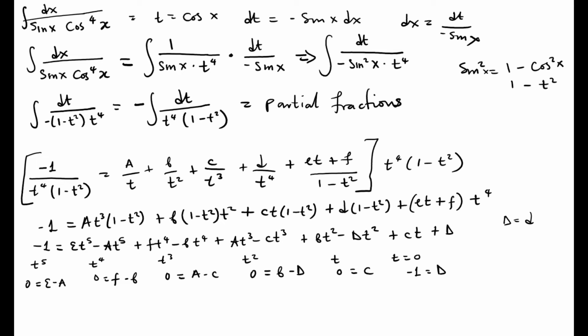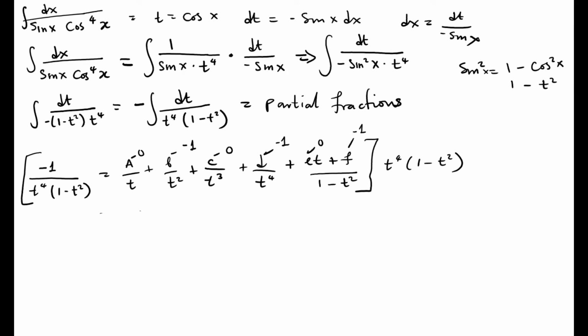So d was negative 1, so b here will be negative 1. Here our c was 0, so a is equal to 0. Here our b was negative 1, so f is equal to negative 1. Here our a was 0, so e is equal to 0. Otherwise, this one 0, this one -1, this one 0, this one -1, this one 0, this one -1.